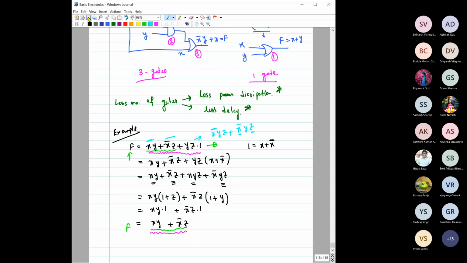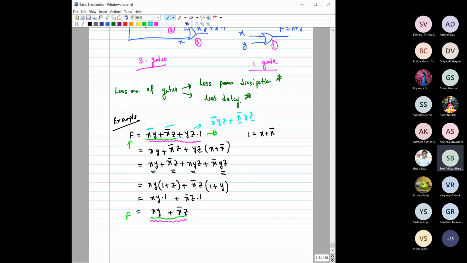Sir, how can we be sure that we cannot reduce it further from here? Please try this and let me know if you can reduce it further. Yes, sir: xy plus z. Yes, sir, xy plus z. How? Please explain, sir. We apply the property that x plus yz is x plus y times x plus z. Okay, let me write it. So you are saying that here we can write it as xy plus x bar.